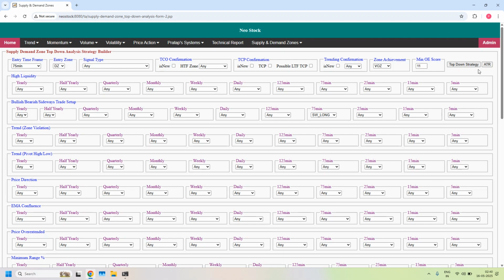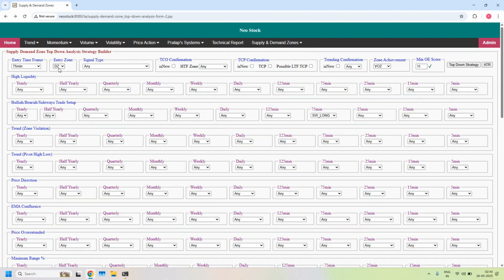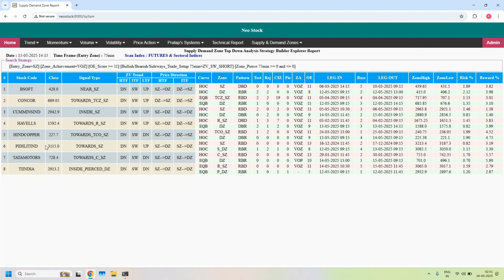Okay, now let's filter. No stocks for sideways long trade setup for weekly income trade. Next, sideways short trade setup, entry zone supply zone, and here at 75 minutes I am selecting sideways short. Remaining filters are the same, but this time they are applied to the 75 minutes supply zone. We got 8 stocks for the sideways short trade setup for weekly income trade.